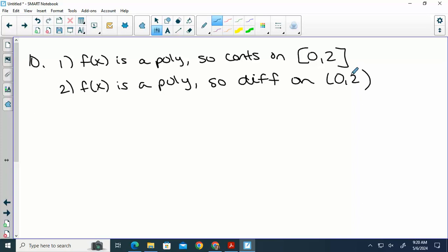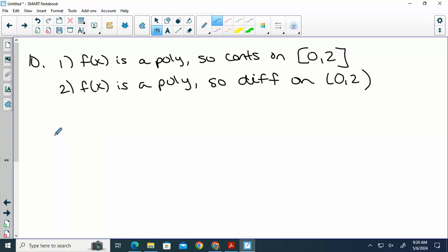If you just said it's a polynomial, so it's continuous and differentiable, that's fine. But you do have to acknowledge that, because if we have something with a break in the graph, then the mean value theorem doesn't have to work. All right, so then mean value theorem says the derivative is equal to the slope between the endpoints.